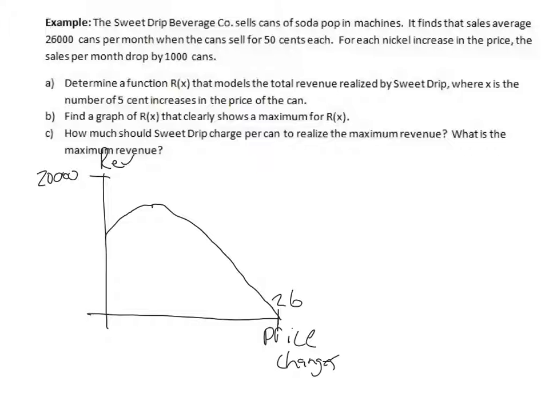If you spend a little time trying to graph it, this is what you would come up with. If you set your X values from about 0 to 26, remember that stands for the number of nickel price changes, you'd get a graph that looks like this. If you set your Y values to about 20,000, which again stands for your revenue, you get this kind of upside down parabola.